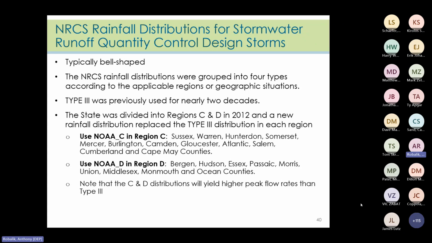The type 3 distribution was previously used for about 20 years. Now we require use of the NOAA C and D distributions, depending on which county we're in, per the 2012 bulletin from NRCS. A coworker here has done some modeling using these new synthetic rainfall distributions, and we've learned that you can expect on average to see higher peak flow rates when using the C and D rainfall distributions as compared to the old type 3.